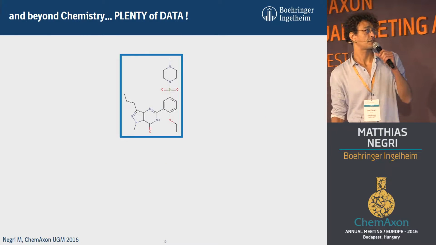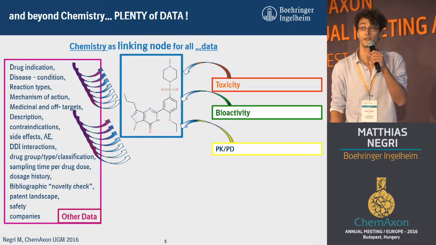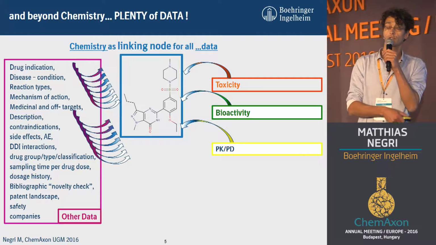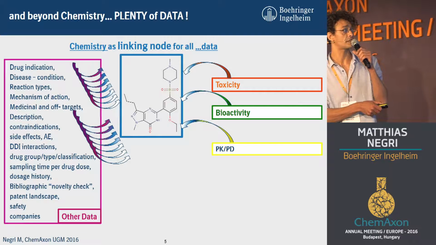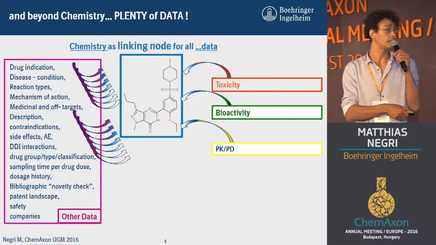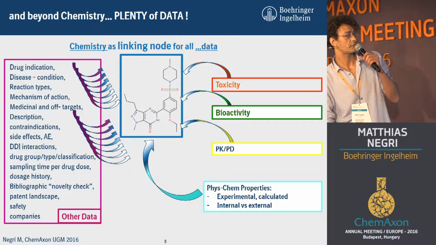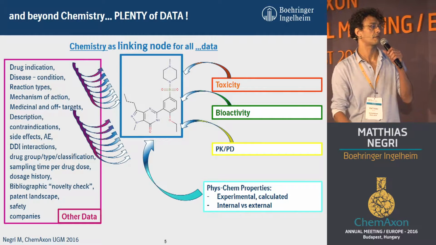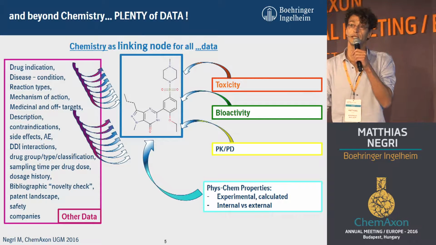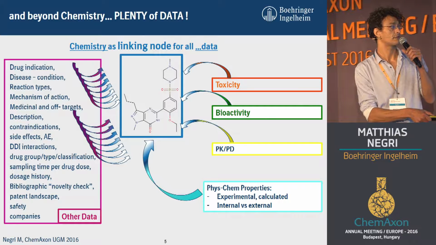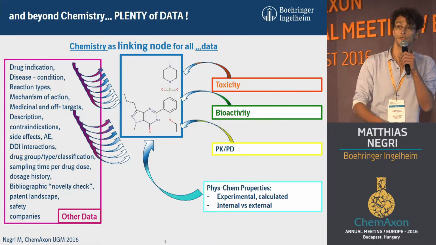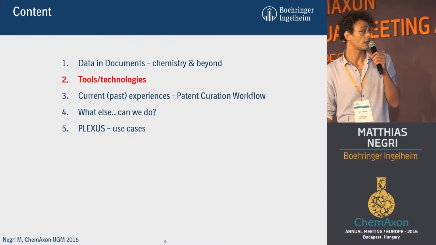And then you have chemistry, which is associated with plenty of data. And this is more or less what I like to focus on today. So you have data coming from toxicity, bioactivity, PK, PD, a lot of different ones coming from different data sources. And one aspect is physchem properties coming from experimental levels, so internal data. And also a way to bring out data coming from external versus external data.